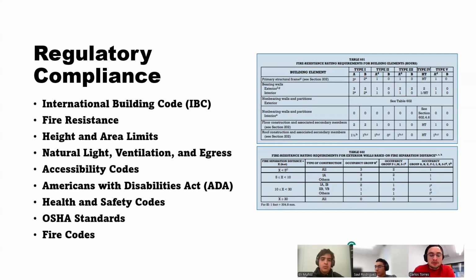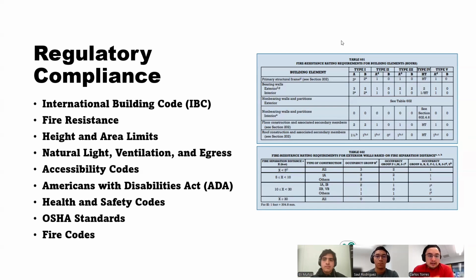In construction, there also has to be regulatory compliance, such as the International Building Code for fire resistance, which specifies ratings for structural elements, such as the ones shown on Tables 601 and 602, which show us the fire resistance of different materials like drywall, wood, weight-bearing walls, non-weight-bearing walls, and roof elements.